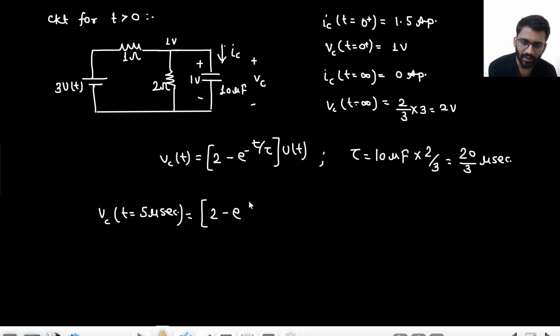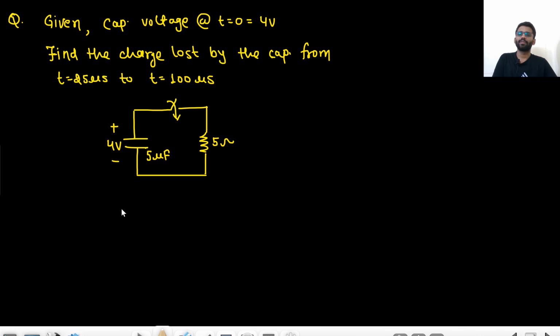So 2 e to the power minus 5 micro upon 20 by 3 micro. Let me just solve this equation. It would be 1.52 volt. Okay, so that's your final answer. So let's move on to this question.